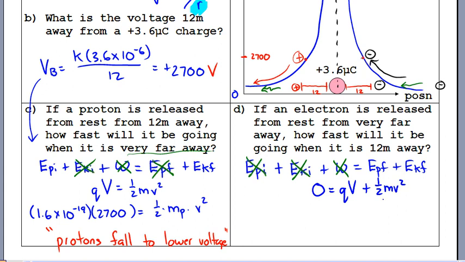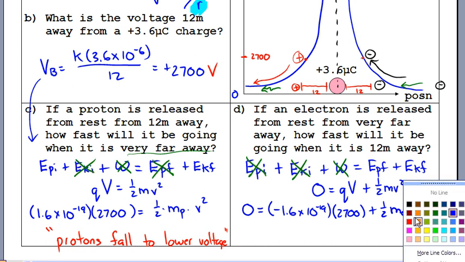And at first glance, you might look at that and go, that's not going to work. But no, it's okay. Trust the math. We would have 0 joules in total equals, now this is an electron, so negative 1.6 times 10 to the negative 19 for the Q for that thing. And then the voltage, we already know, 2700, plus 1/2. Again, I'm going to cheat here a little bit. Just put m_e, mass of an electron, because I don't have room. And then the speed squared.